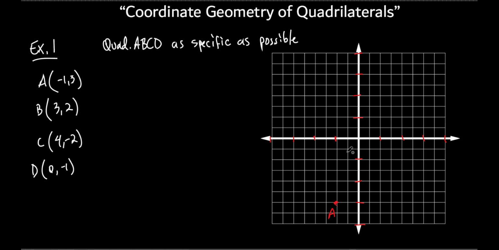I'm sorry. I went the wrong way, didn't I? I went negative 3. It's negative 1, positive 3. Why did I go negative? I don't know. It's negative 1, positive 3, so it would be right here. Yes? There we go. That looks better.